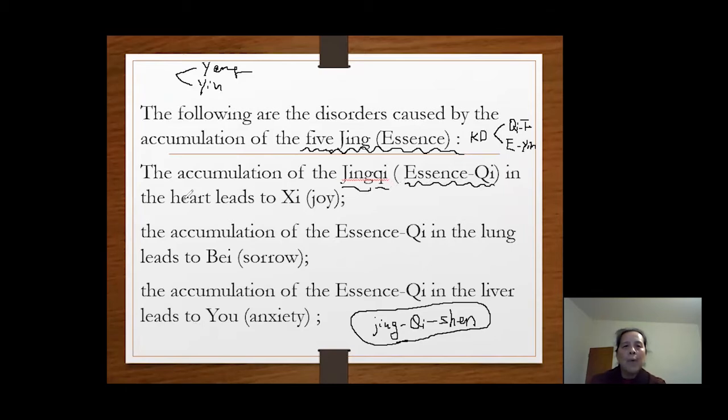So we're talking about accumulations here. That still means some disorder, maybe deficiency disorder, maybe excessive disorder, whatever. They are not moving. It's pretty similar to what we were talking about with Qi disorder. We say Qi deficiency, Qi not moving, can cause Qi stagnation.